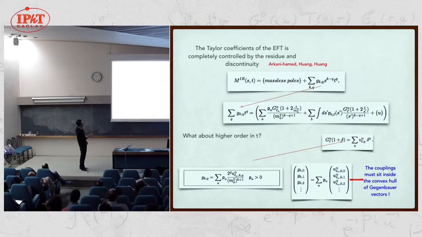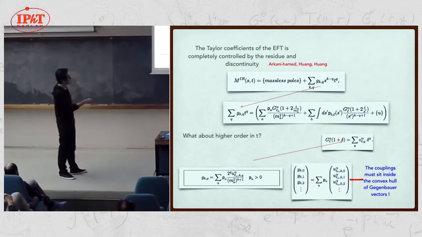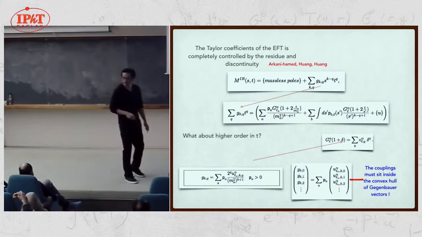The higher in Q you go, the more you move away from the forward limit. So for example, for fixed mass dimension and fixed K, I can go higher and higher in order in Q. Basically, these coefficients must be given by a positive sum of these vectors here, where these vectors are defined by the expanded Gegenbauer polynomial expansion.